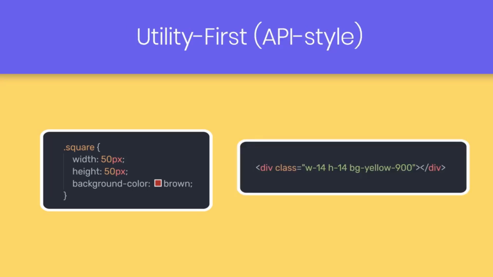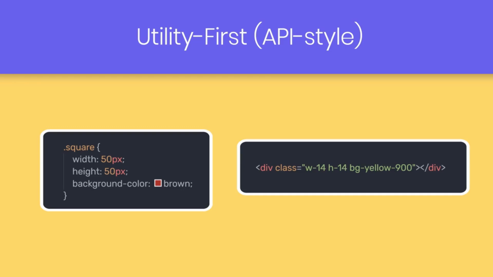So let's take a look at a very simple example. Now, if I were to give you a very quick CSS assignment to make a square with the background color brown, typically you would do something like this. You would create a square class and specify CSS properties: width 50 pixel, height 50 pixel, and the background color brown. As you know, it works.